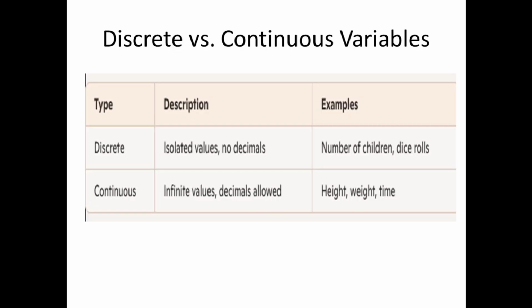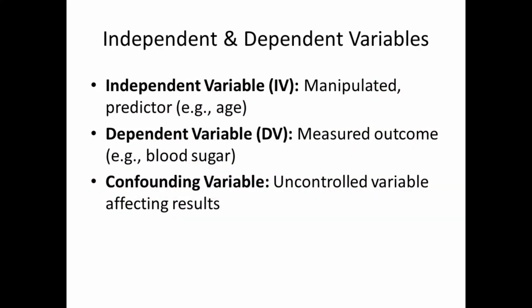Discrete versus continuous variables. This slide helps clarify the difference. Discrete equals countable. Continuous means measurable. Independent and dependent variables. In an experiment or analysis, the independent variable is what you manipulate or consider as a cause. Example, age. The dependent variable is the observed effect. Example, test scores. A confounding variable can unintentionally influence results, something we must control or acknowledge.